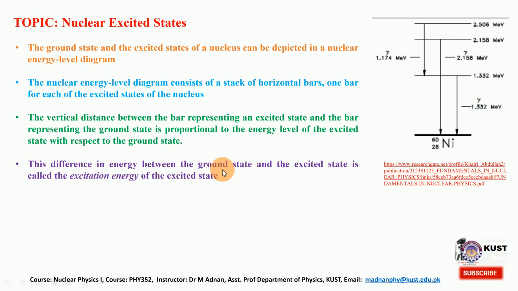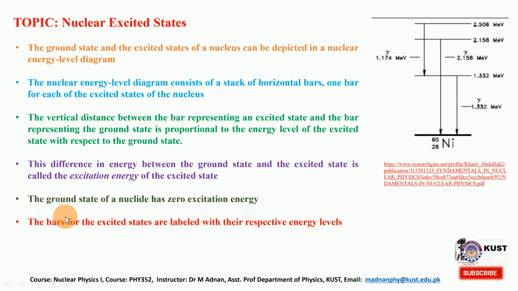The difference in energy between the ground state and the excited state is called the excitation energy, the same concept as in atomic physics. The ground state of a nucleus in this case has zero excitation energy. The bars for the excited states are labeled with their respective energies, as we have discussed. So you can describe this nuclear energy level diagram based on these descriptions.